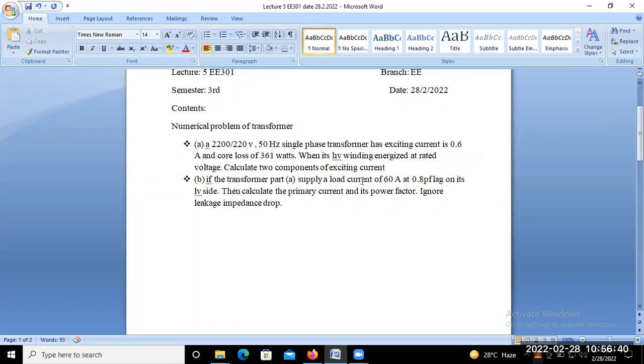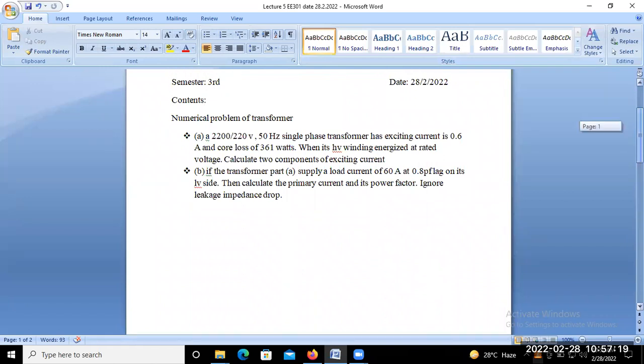And in part B, when the load current is 60 ampere at 0.8 lagging power factor, calculate how much total primary current is drawn from the supply and what is the power factor. Do you remember the relation between the core loss component current and magnetizing current component in terms of exciting current? Yes, sir. I0 equals I mu plus Ic. I know, just tell me.